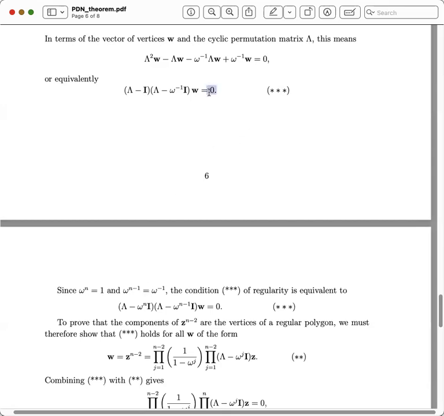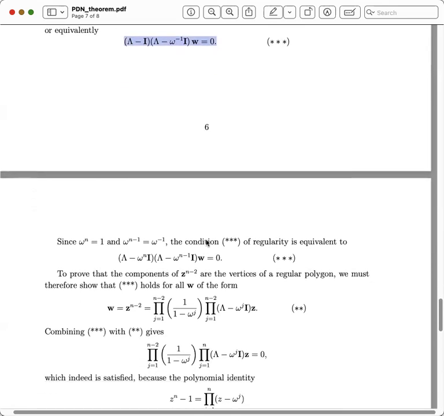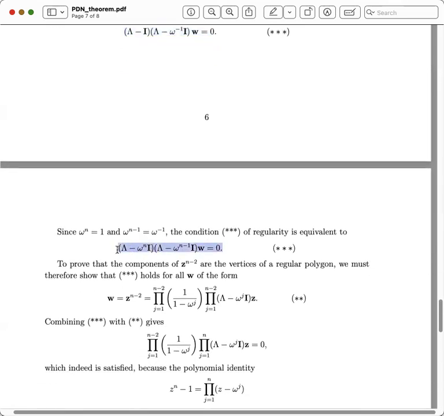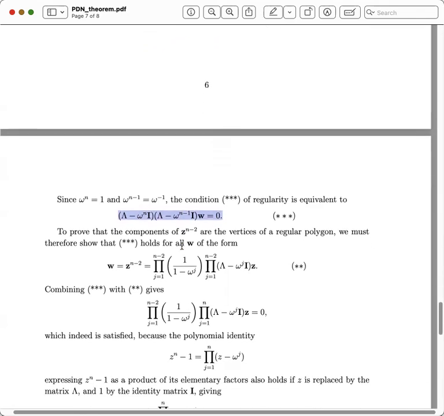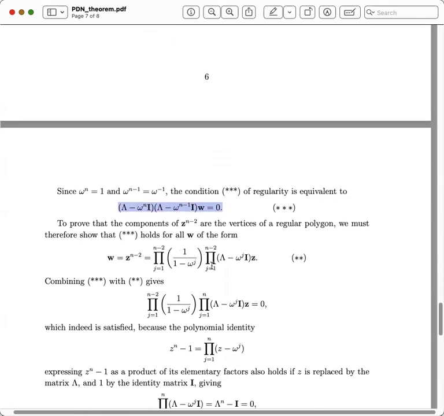So the equation with the 3 stars can also be written, it's exactly equivalent to this equation, where we put in omega to the n here and omega to the n minus 1 here. Why have we done that? Well, it's because all of these factors of this type are what come into the expression for the n minus second polynomial, n minus second polygon.